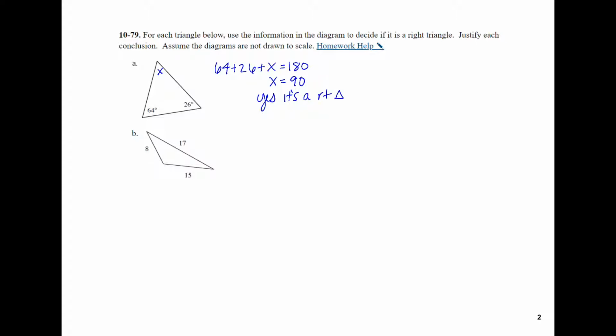Looking at letter B, I have 3 sides. I can assume my largest side is my hypotenuse, so I will square both of my legs, 8 squared plus 15 squared, to see if it is equal to 17 squared. And if I have 64 plus 225, that absolutely is equal to the 17 squared, which is 289. So yes, this is also a right triangle.